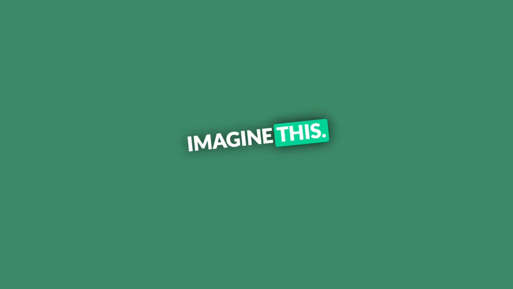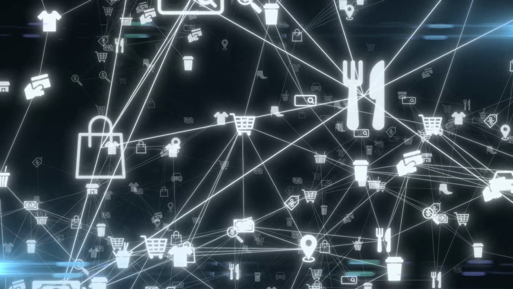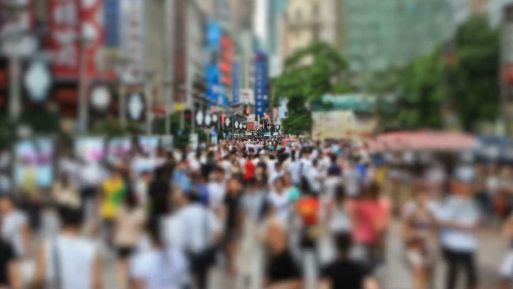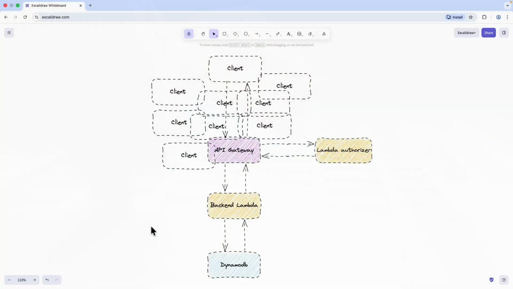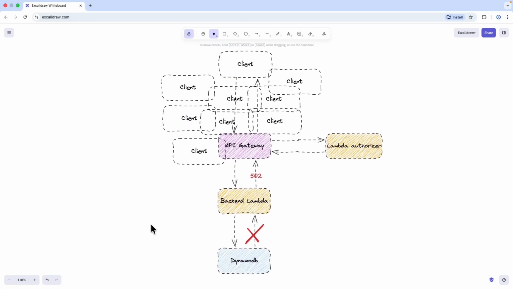Hi, imagine this. You have just launched your API gateway on AWS. Traffic starts climbing. You get more and more clients as your project gets more and more popular. Then your API gateway starts returning 502s. Your DynamoDB writes are failing and you wake up with tons of alerts in your mailbox.